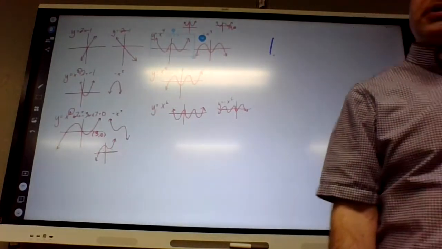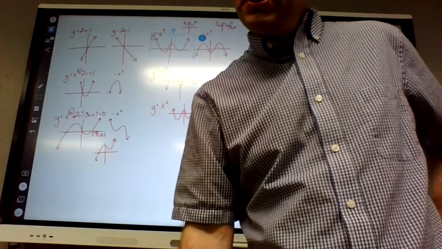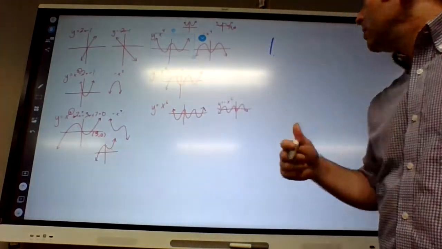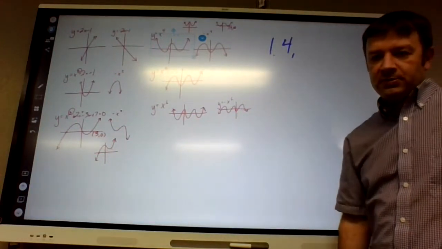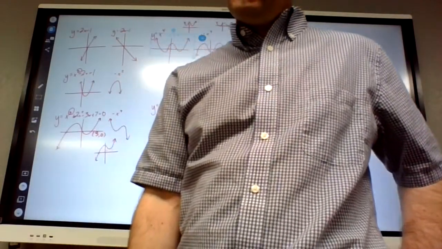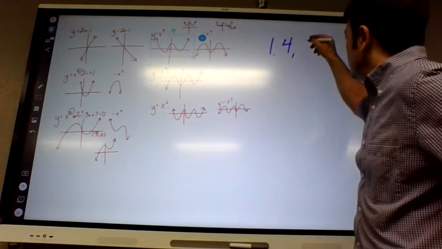Okay, on number 1, what is the degree of the function? 4. The degree is just the largest power. It tells us kind of what the shape's going to be. What is the leading coefficient on number 1? -1.